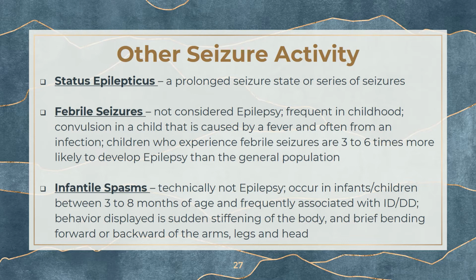Infantile spasms are also not technically epilepsy, and they occur in infants between the ages of 3 to 8 months. They are commonly associated with intellectual and developmental disabilities. The behavior displayed is sudden stiffening of the body and brief bending forward or backward of the arms, legs, and head.